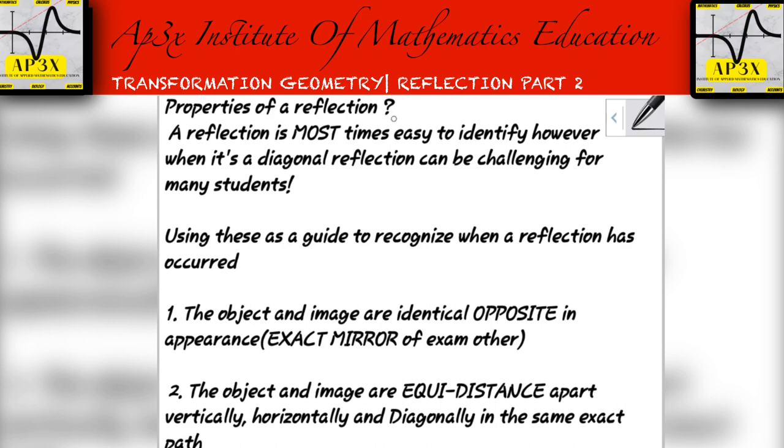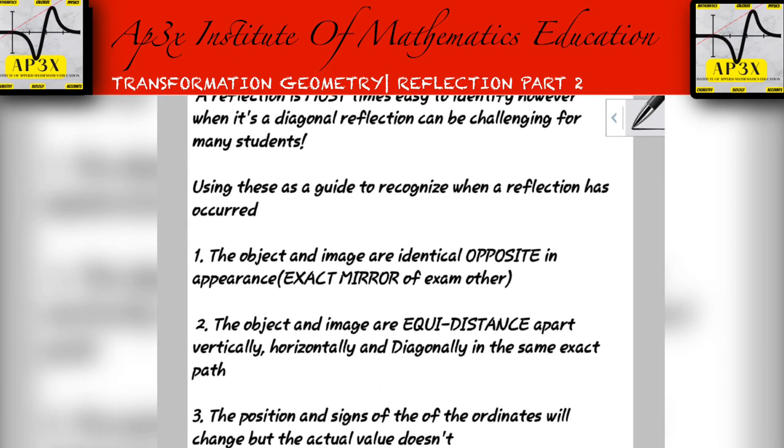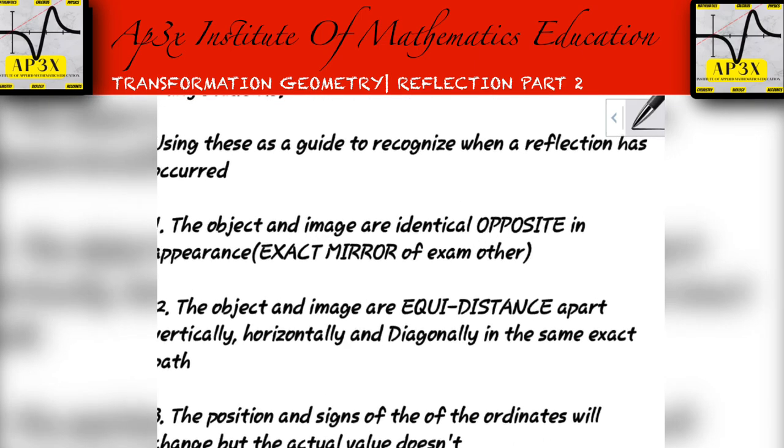So when we look at the properties of a reflection, reflection is most times the easiest to identify. However, when it's a diagonal reflection, for example, in the line y equals x or y equals negative x, we mentioned earlier that it can be a bit challenging for many students. Now, you're going to use the following guides. These are the guides that I have used all the years that I've been teaching, and it has worked for me. It has worked for a few of my past students, and so hopefully it will work for you here on the channel.